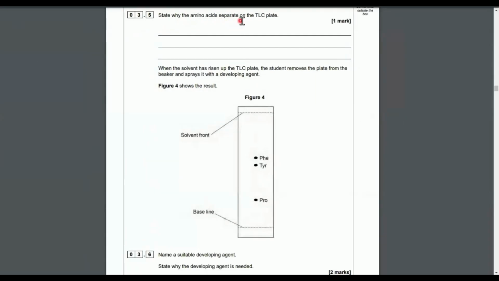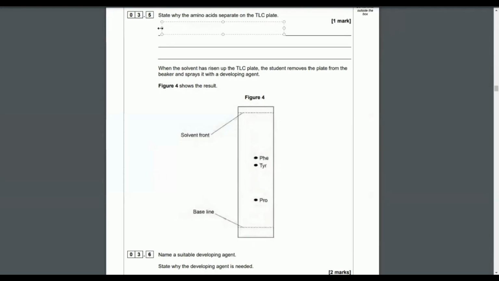3.5, state why the amino acids separate on the TLC plate. So why is it that proline, tyrosine, and phenylalanine actually separate? It's to do with the mobile phase and the stationary phase. For example, proline has a relatively greater attraction to the stationary phase than it does to the mobile phase, compared with phenylalanine. Hence proline has spent a greater amount of its time retained on the stationary phase than phenylalanine has.